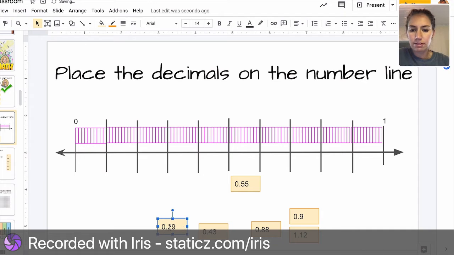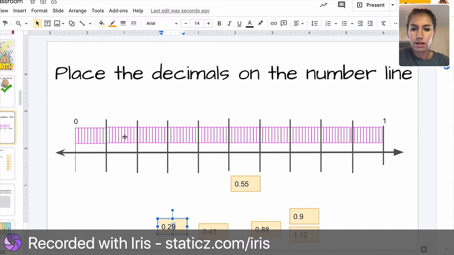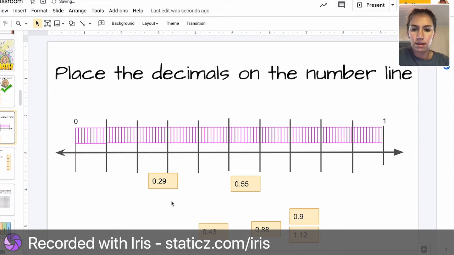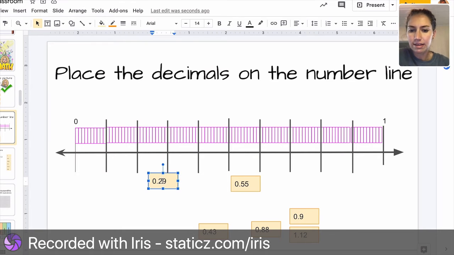So same thing with 0.29. I would count 1, 2 tenths, and 9 hundredths. So I start at my 2 tenths and I go 1, 2, 3, 4, 5, 6, 7, 8, 9. And I'll bring it up here, and I'll line it up. There we go. Now, if I wanted, I could count 29 hundredths. 1, 2, 3, 4, 5. It would just take a long time. But this is the same as 29 hundredths. However, I think it's easier to do the tenths and then do the hundredths.